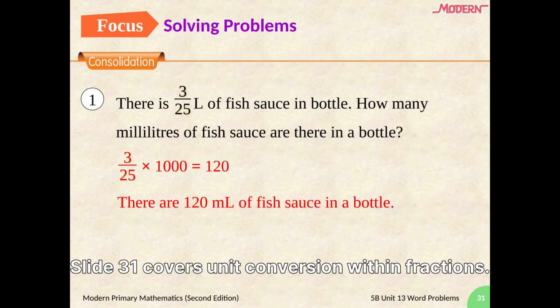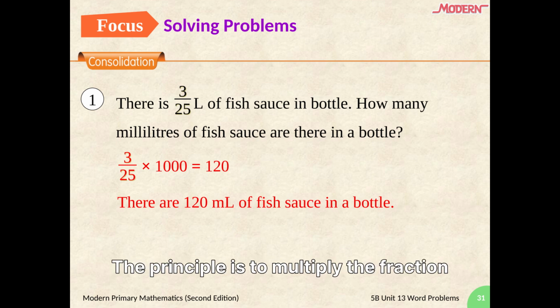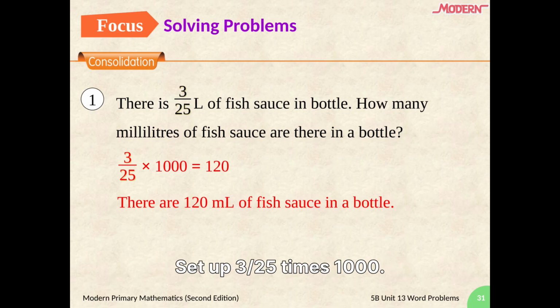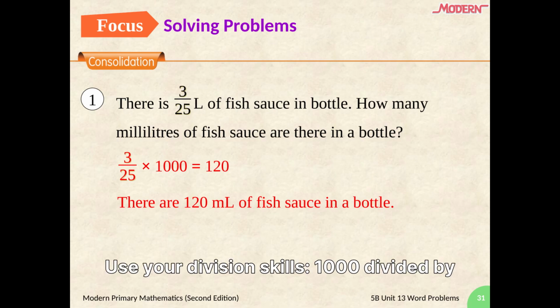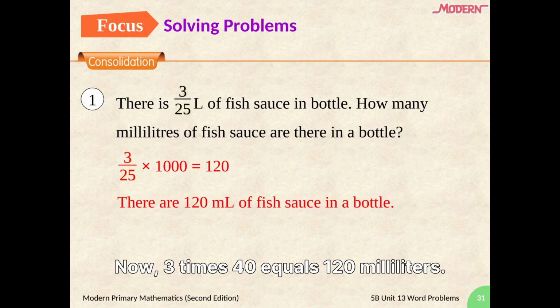Slide 31 covers unit conversion within fractions. We have 3/25 of a liter of fish sauce and need the volume in milliliters. The principle is to multiply the fraction by the conversion constant, 1000. Set up 3/25 times 1000. Use your division skills. 1000 divided by 25 is exactly 40. Now, 3 times 40 equals 120 milliliters.